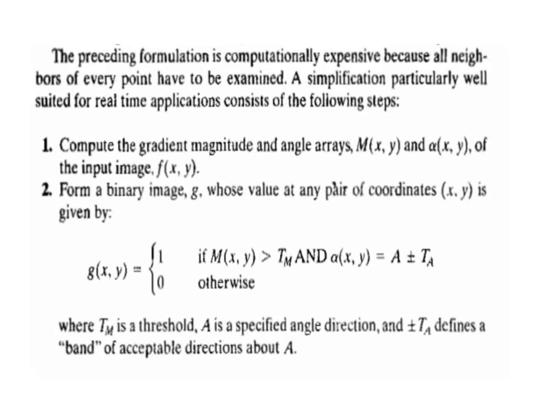Form a binary image G whose value at any pair of coordinates x, y is given by G of x, y equals 1 if M of x, y is greater than Tm and alpha of x, y is equal to A plus or minus Ta, and 0 otherwise, where Tm is the threshold and plus or minus Ta defines the band of acceptable directions about A, and A is a specified angle direction.